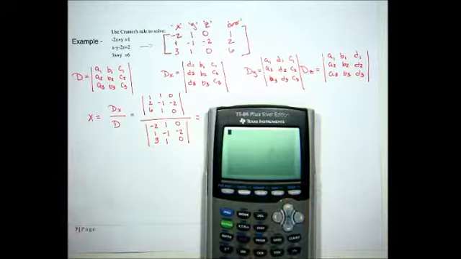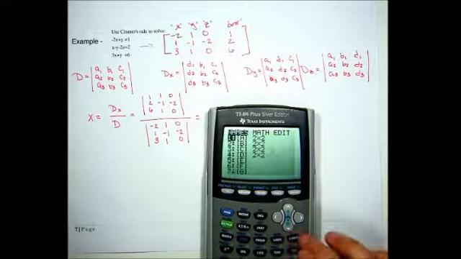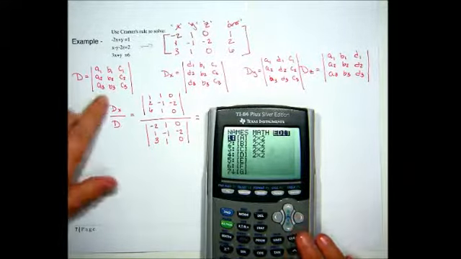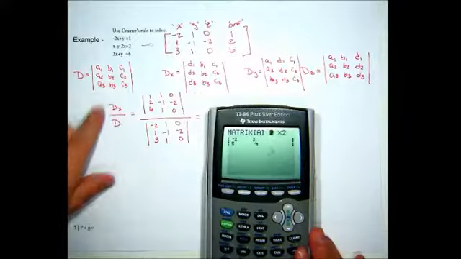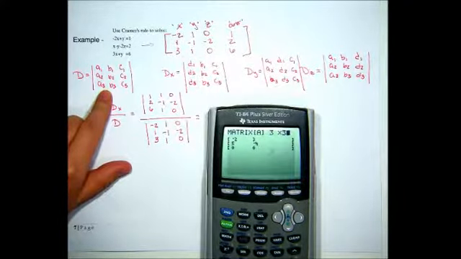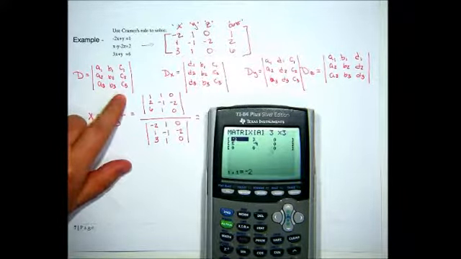Since we've already talked about the equation, I want to show you how we can do this using our calculator. I'm going to matrix and I'm going to edit. I'm going to make 1, 2, 3, 4 matrices. The first matrix is a 3 by 3 matrix, the D matrix.